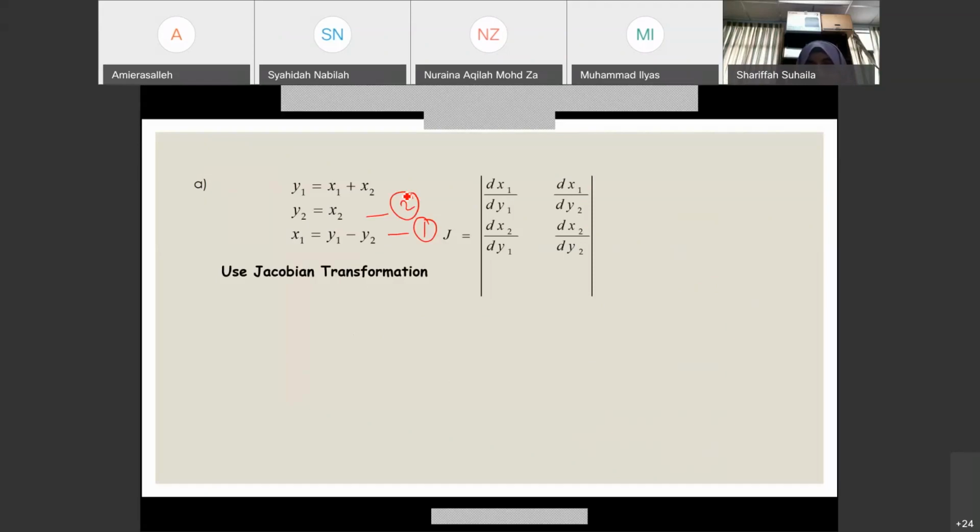So we get dx1 over dy1. Dia punya method kaedah dia. dx1 dy2, dx2 dy1, dx2 dy2. So katakan saya lengkapkan. So dx1 dy1, we have 1, minus 1. So dx2 dy1 is 0. So this one 1. Okay. So dapatkan dia punya determinant. So it is just 1. So kita gunakan Jacobian transformation.